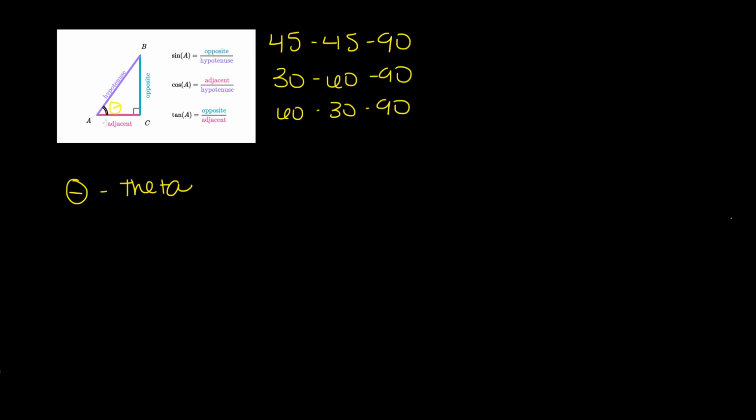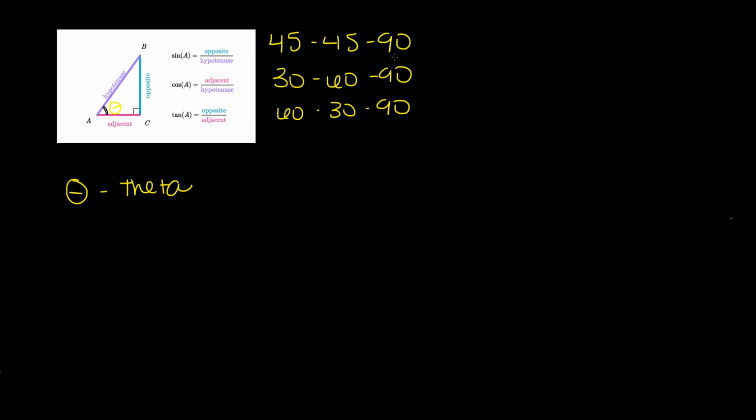And where theta is, the leg that is touching is the adjacent leg. The leg that it's not touching is the opposite leg. So when I say touching, if you draw this little arc here, if the arc goes through that leg, that's the adjacent leg. If it does not go through that leg, it's the opposite leg. And then the longest leg is the hypotenuse.